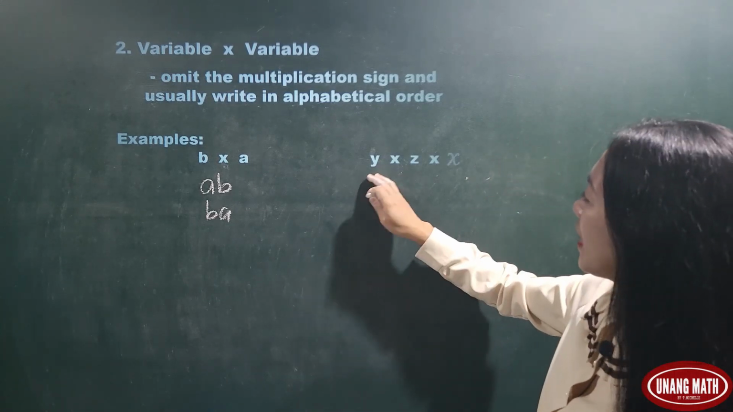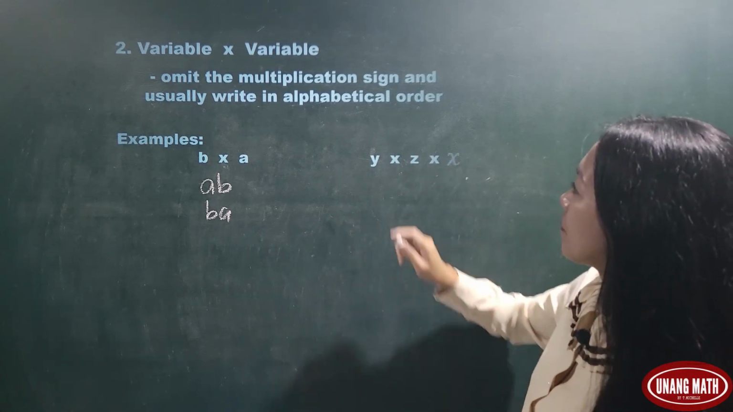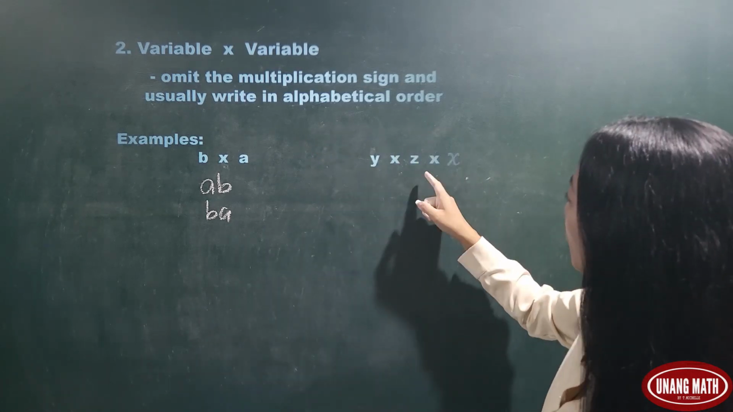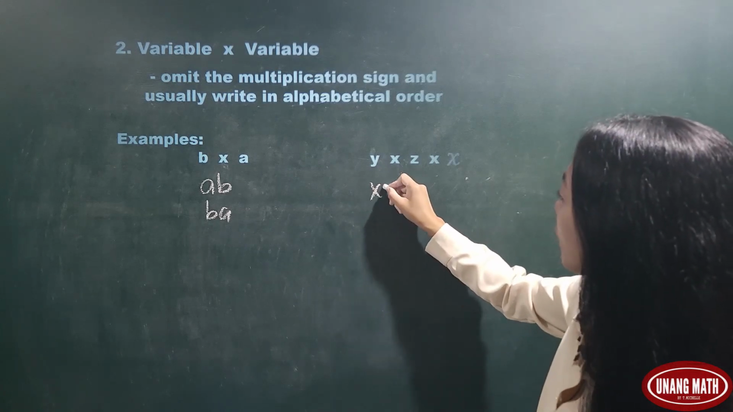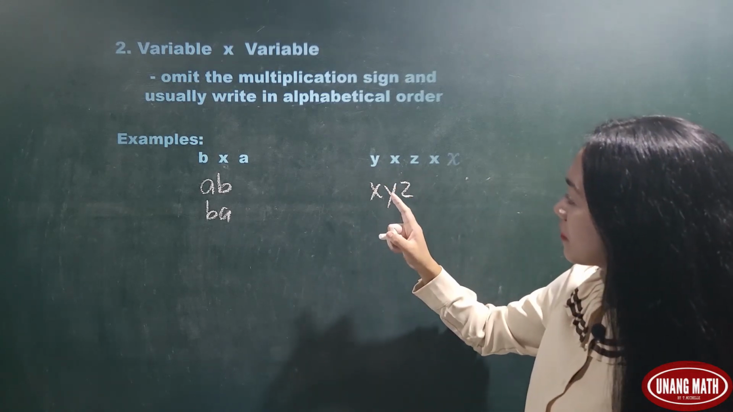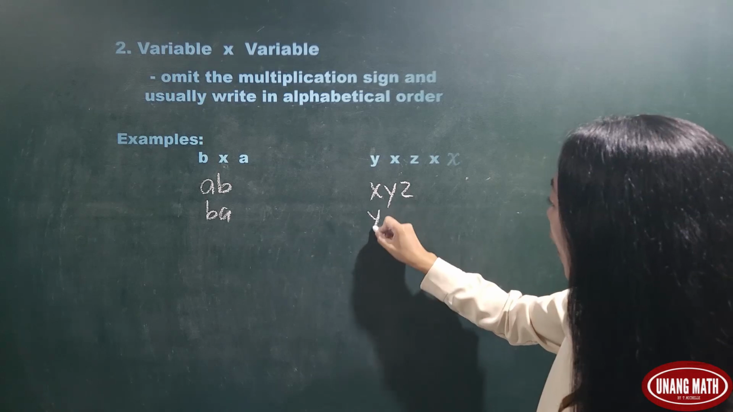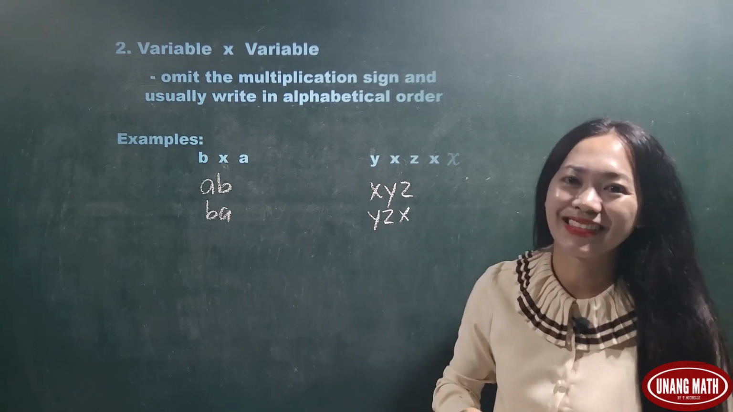Okay, how about y times z times x? Write in alphabetical order. So this is xyz. But this is also correct if we write yzx.